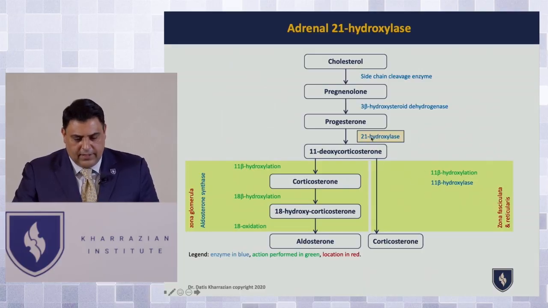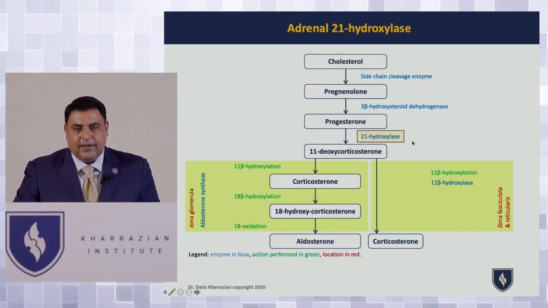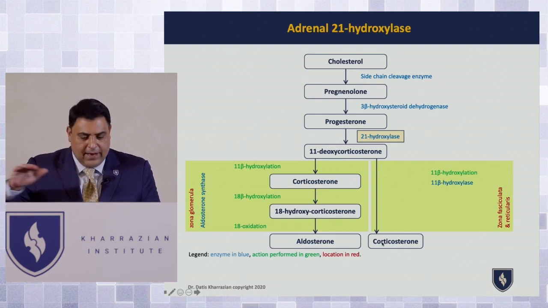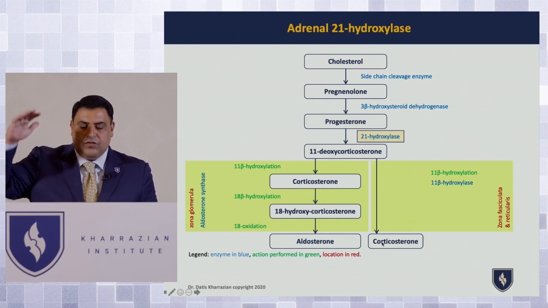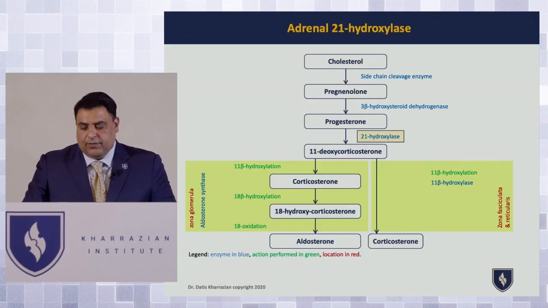21-hydroxylase is right here. It helps convert precursor cholesterol and eventually progesterone into actual cortisol and aldosterone. So the antibody response is right here. So they can't produce cortisol, so they don't have the resiliency to get their blood sugar levels back up when their blood sugar levels drop.